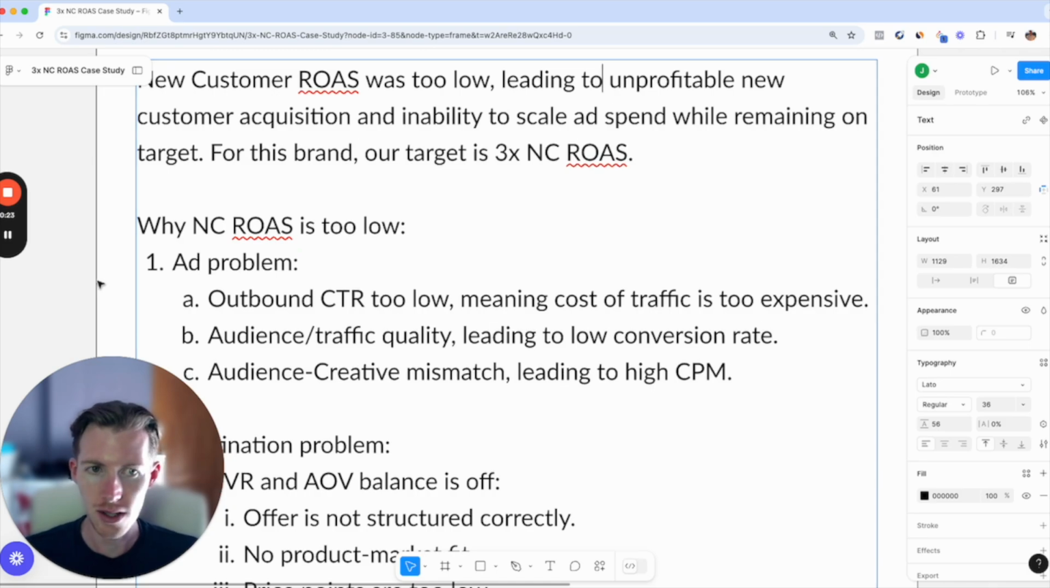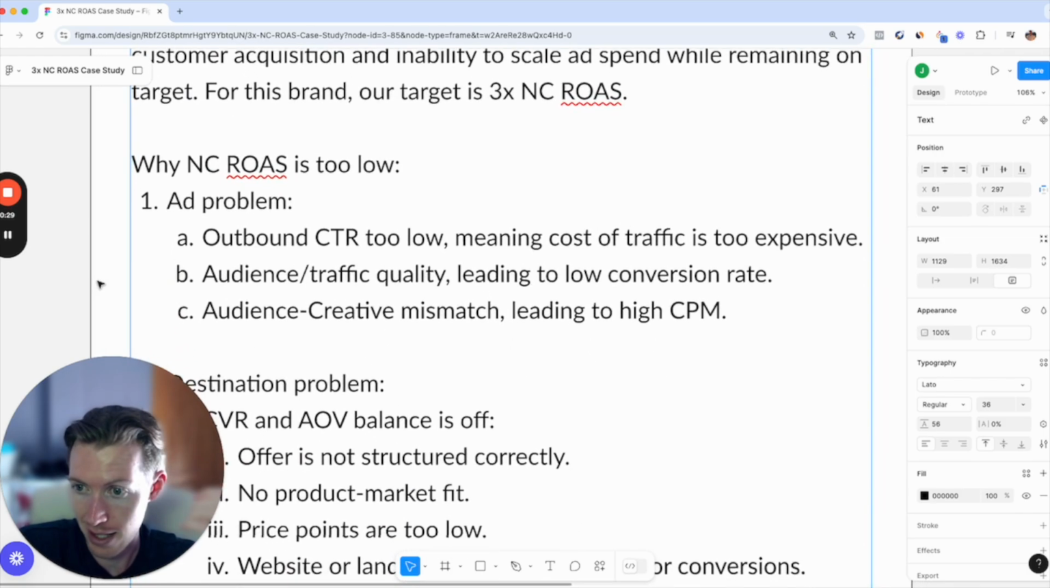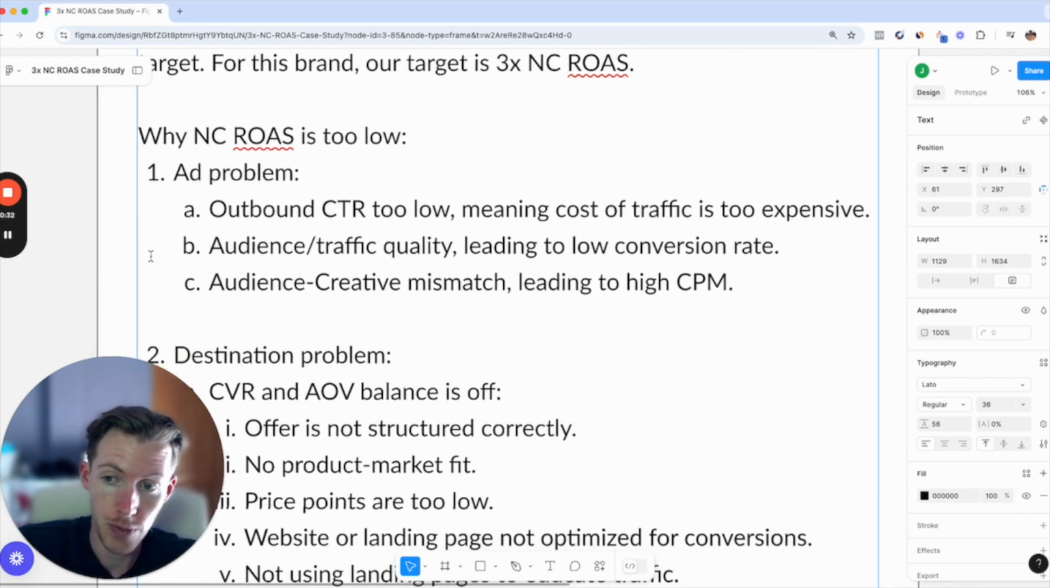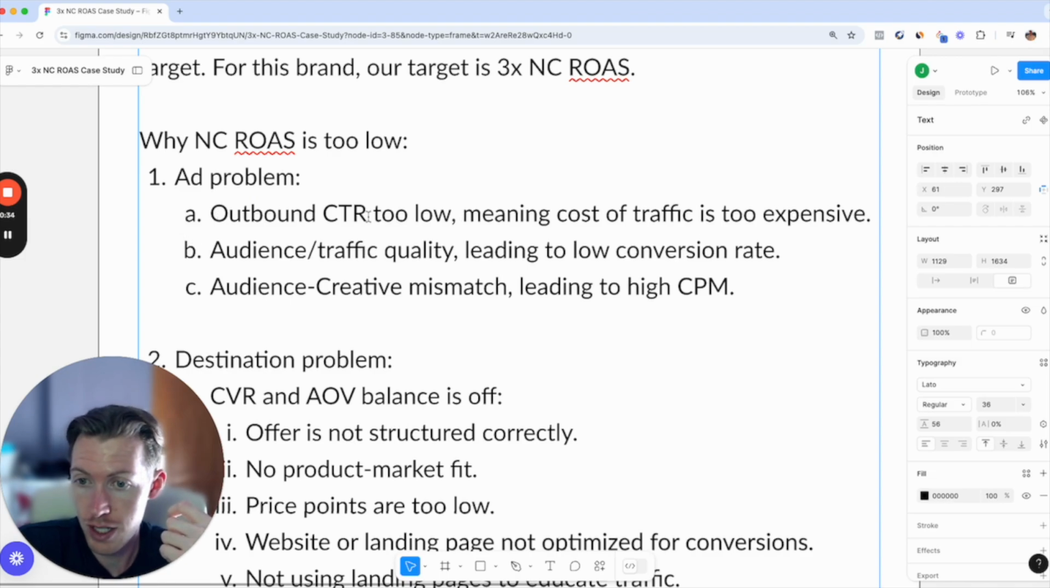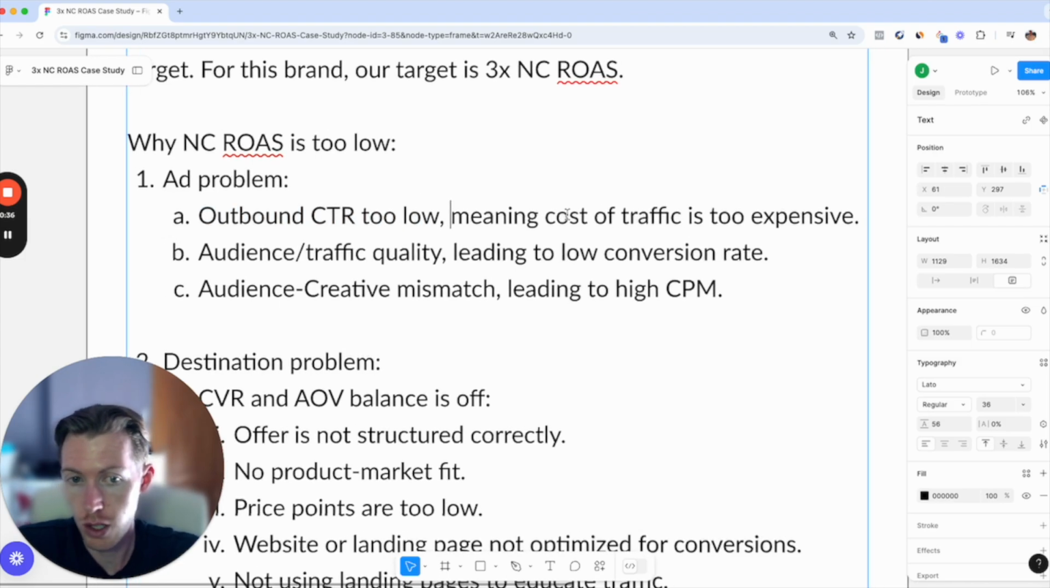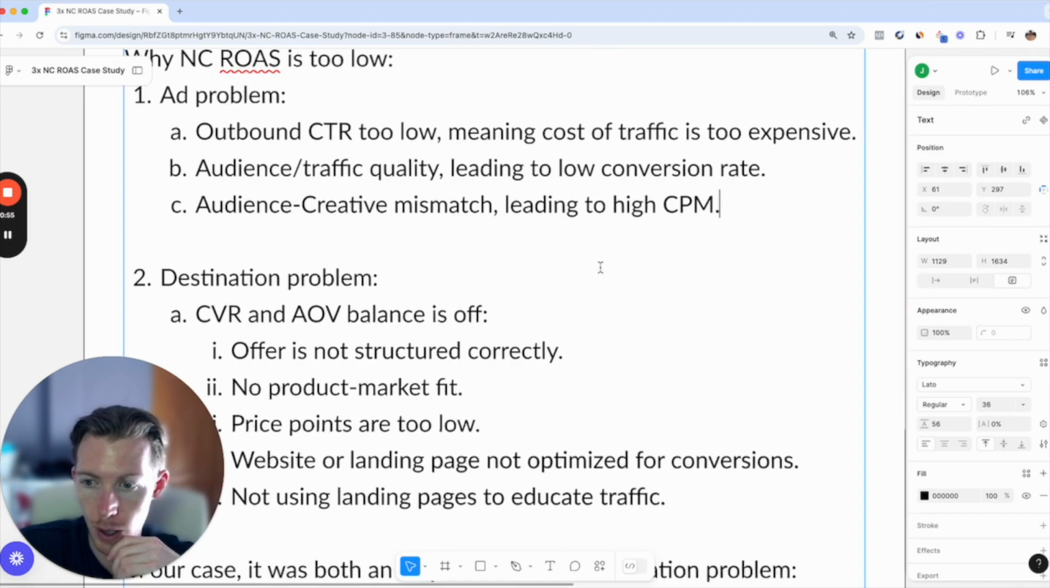So really there's two main areas and reasons why your new customer ROAS would be too low if you're not hitting your targets on ads. The first thing is an ad problem, right? This just means that your outbound CTR is too low, which means the cost of traffic is therefore too expensive. Another way could be audience traffic quality leading to low conversion rate, and audience creative mismatch leading to high CPM. So these are really the three sub-reasons of an ad problem, and you can fix all of these, right?